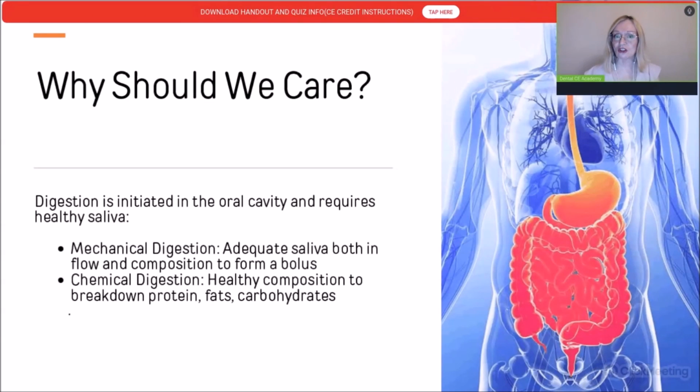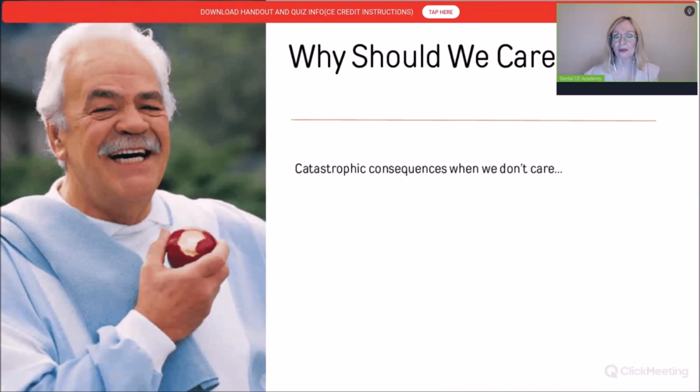We know that digestion is initiated in the oral cavity, and that requires healthy saliva. So mechanical digestion requires adequate saliva, both in flow and composition, so that we can form a bolus to swallow. And chemical digestion refers to the healthy composition of enzymes and antimicrobials and so on that we'll talk about, required in the saliva so that we can initiate digestion and begin to metabolize protein, fats, and carbohydrates.